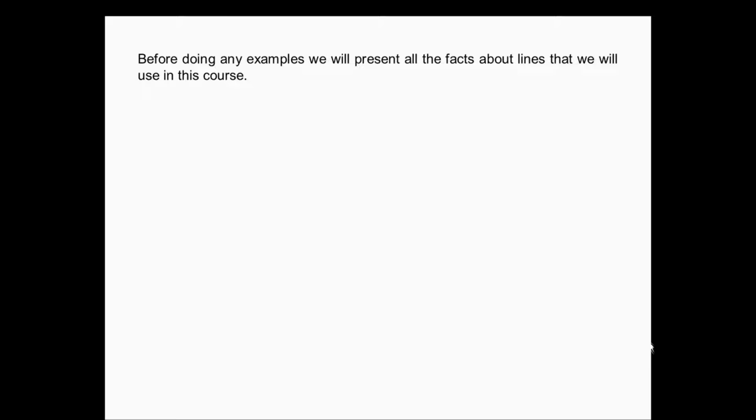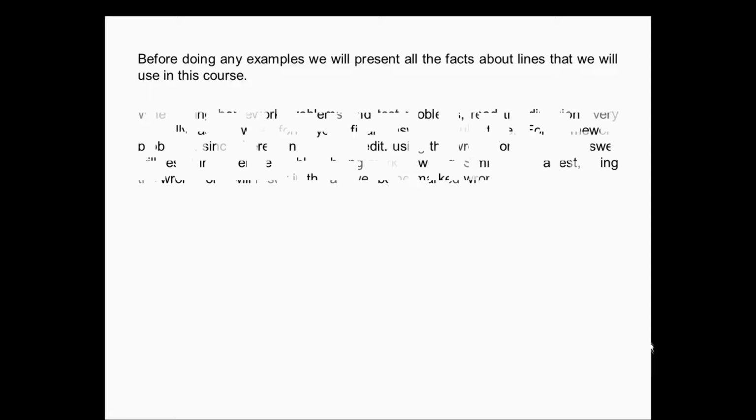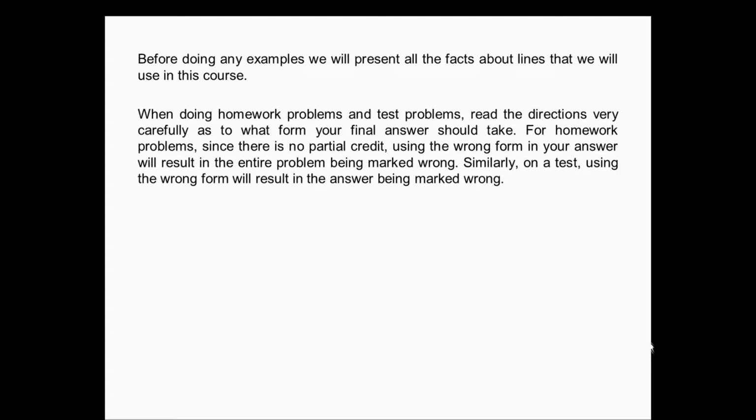So before doing examples, we will present all the facts about lines that we will use in this course. And then we're just going to have a bunch of examples. When doing homework problems and test problems, read directions very carefully as to what form your final answer should take. Since there is no partial credit, using the wrong form in your answer will result in the entire problem being marked wrong. Similarly on a test, and also on quizzes. If you use the wrong form anywhere, the answer will be marked wrong, because part of the question is, do you understand what the form is?